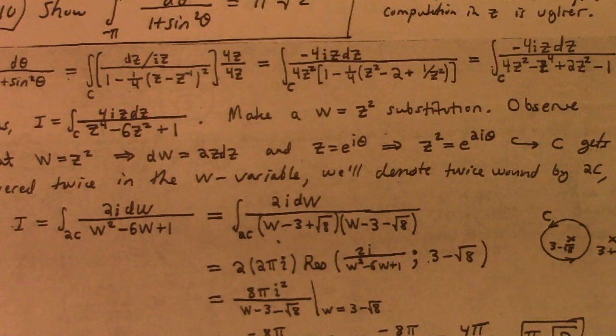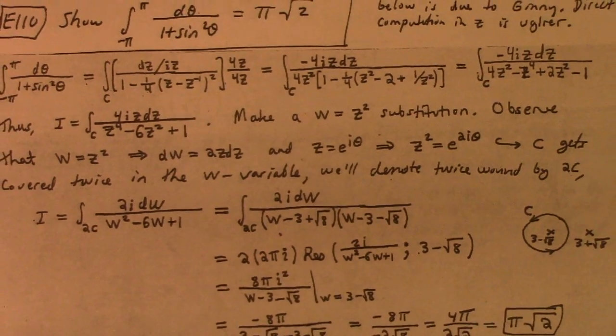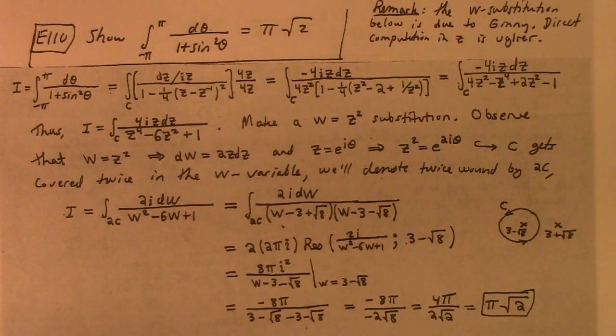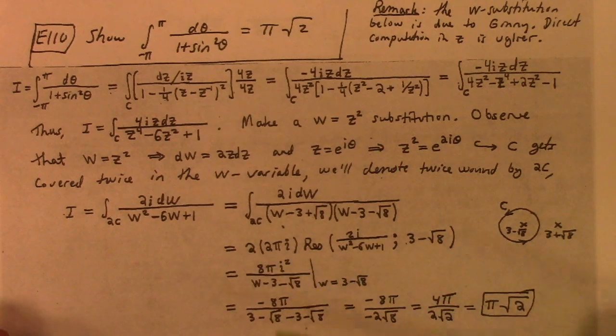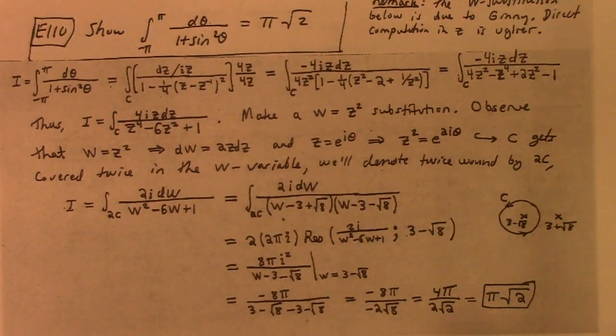I don't think you'll find this calculation in any complex analysis book. This is from physics. She had a course with a Russian who understood calculus more deeply than most mathematicians. But anyway, if we make this w equals z squared substitution, you have to be careful because it ends up in the new variable covering the circle twice. So, see that 2 there.